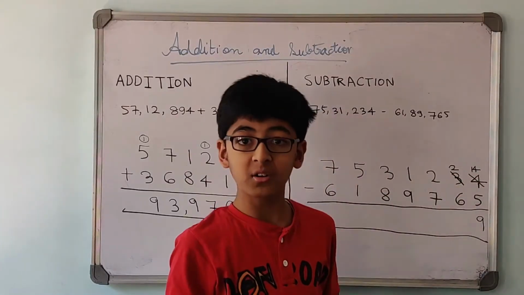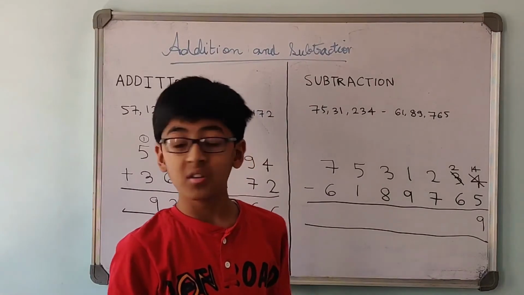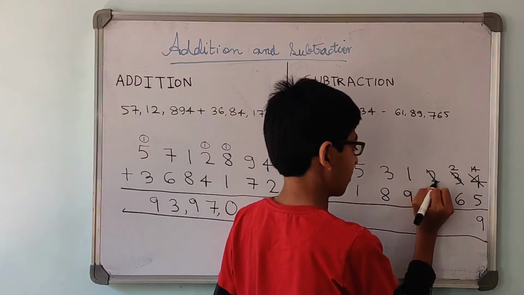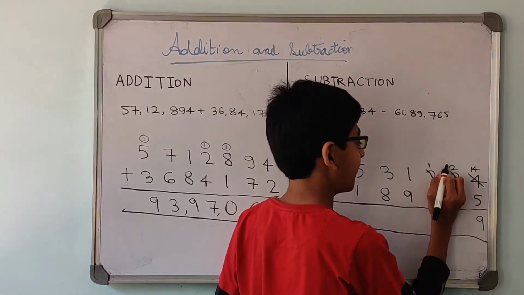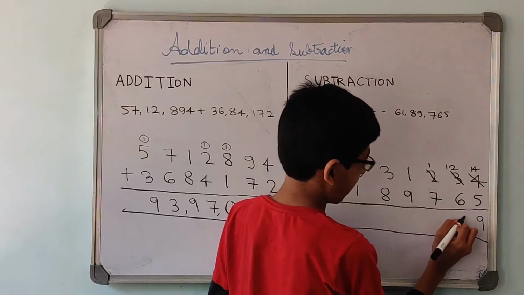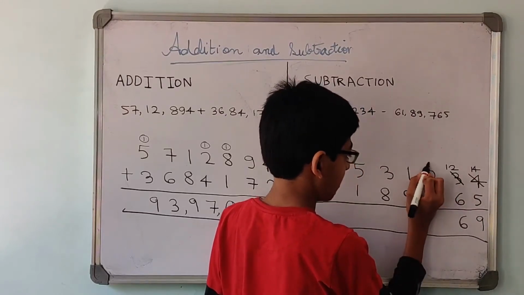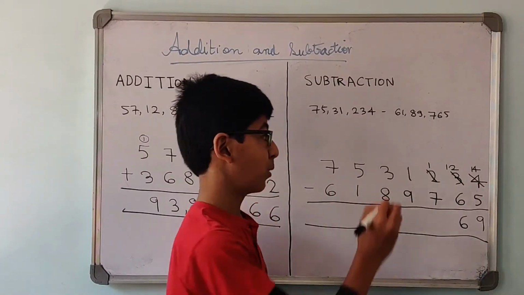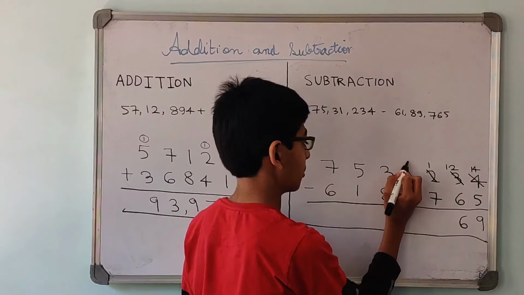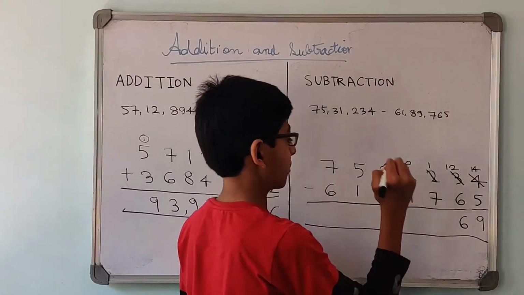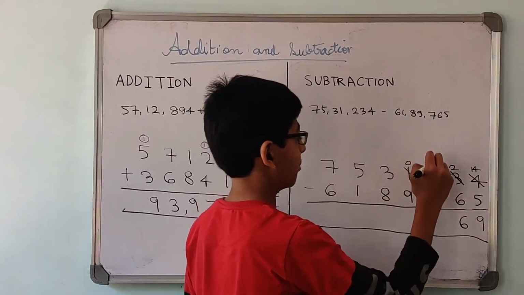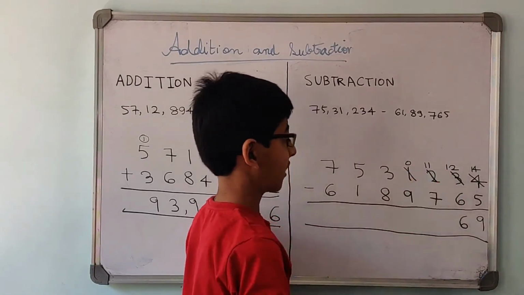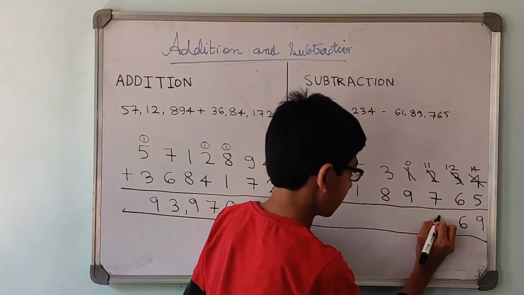2 minus 6 we can't do. So what should we do? Again we are going to do borrowing. We will write 200 and 2 tens as 1 hundred 12 tens. So 12 minus 6 is 6. Over here again 1 minus 7 we can't do. So we have to do borrowing. So 1000 and 100 can be written as 0 thousands and 1100. So 11 minus 7 gives us 4.